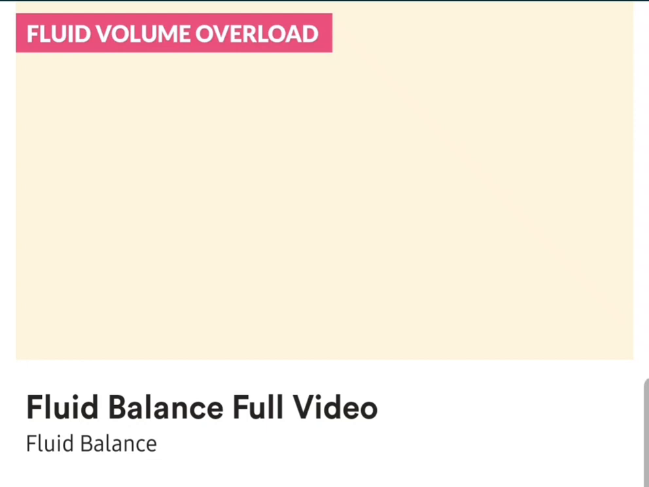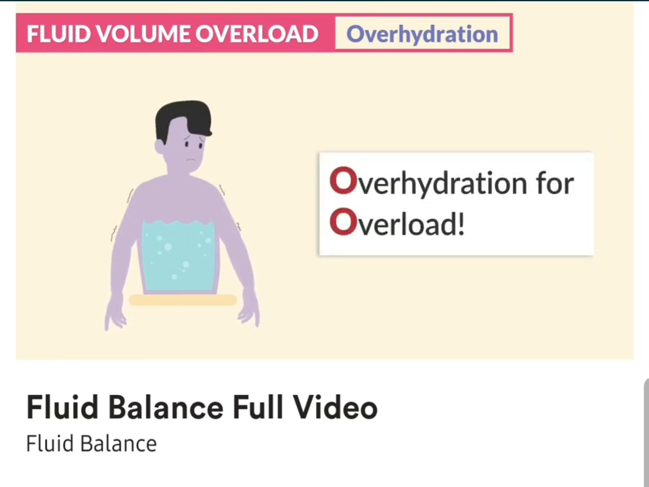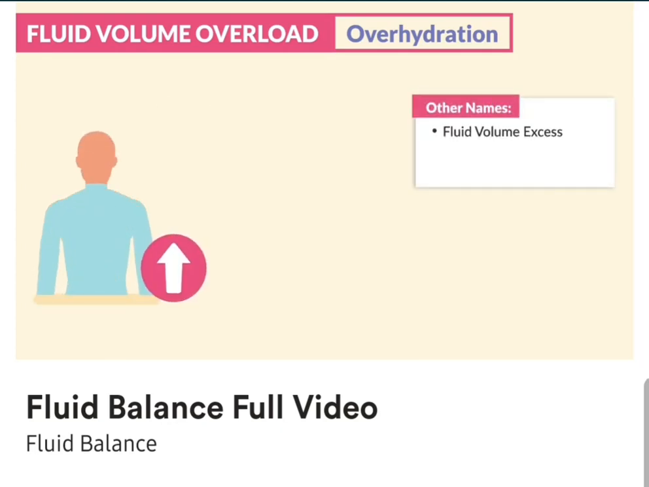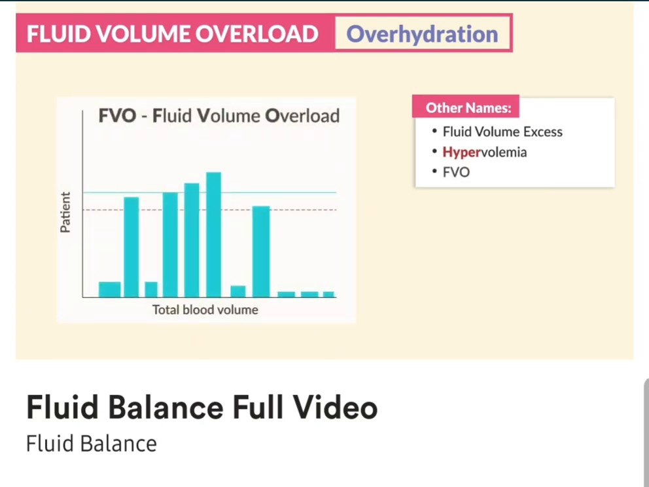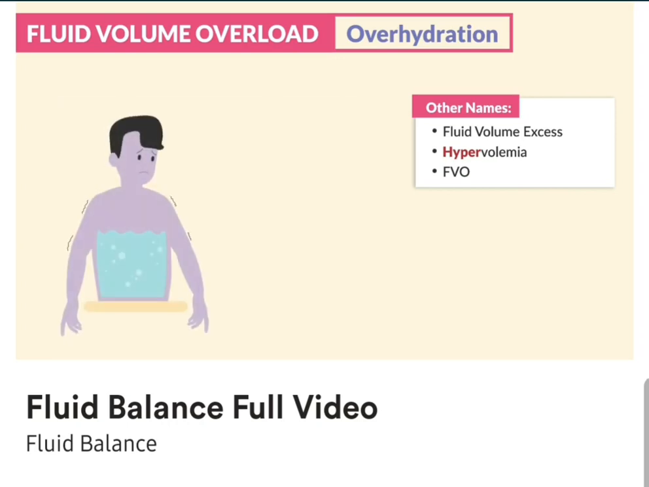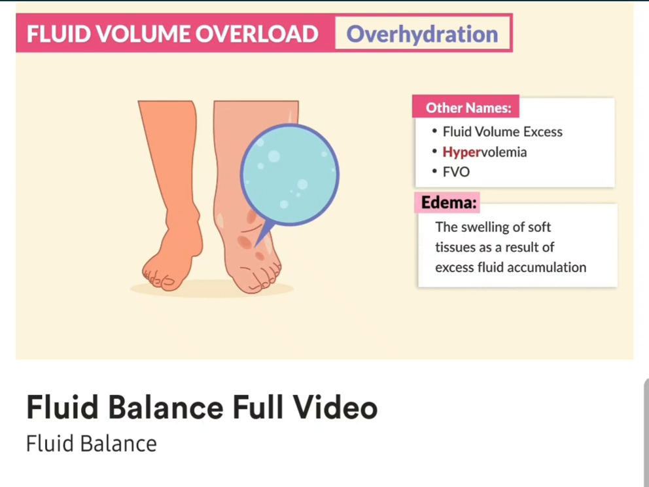Now switching gears to fluid volume overload, that overhydration. Clients have an overload of fluids. So just look at the O's here and think overhydration for overload. Now the other names, this can also be called fluid volume excess, hypervolemia, and FVO, the short acronym for fluid volume overload. So clients puff up like a big old water balloon full of fluid. And naturally, this leads to big manifestations, or signs and symptoms, of edema, the swelling of soft tissues as a result of excess fluid accumulation.